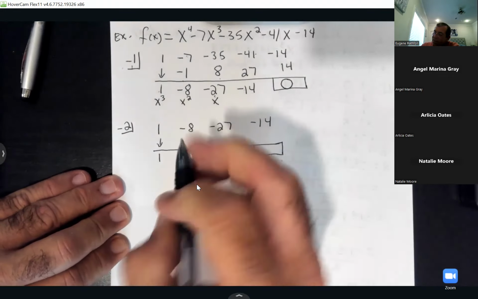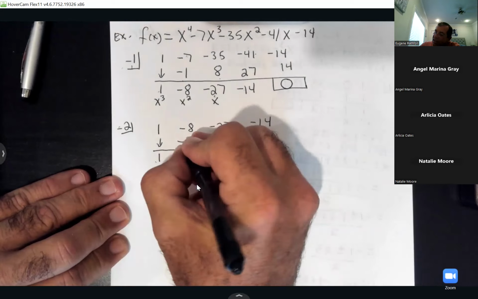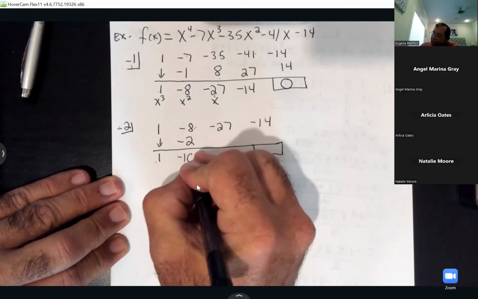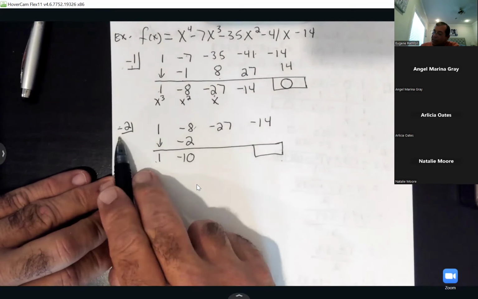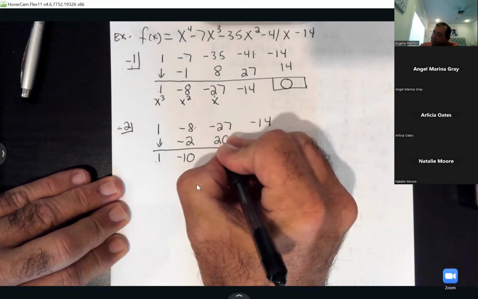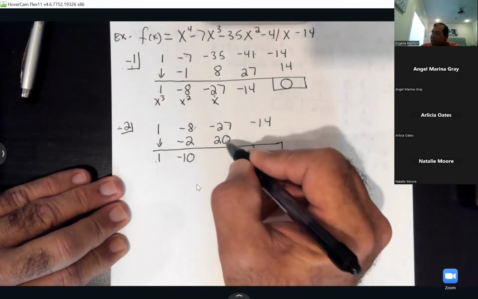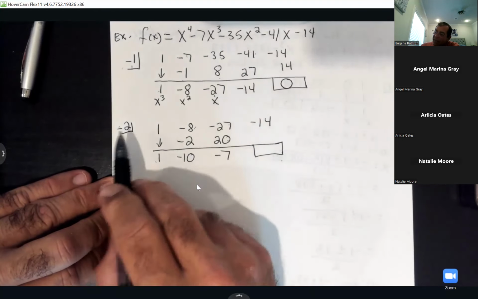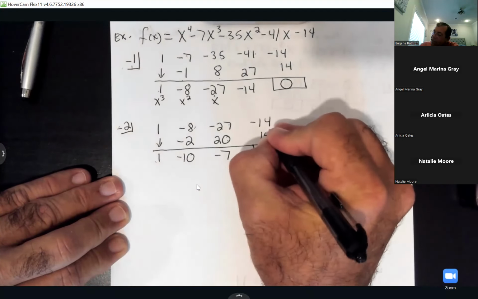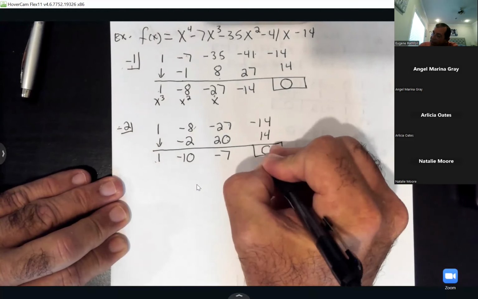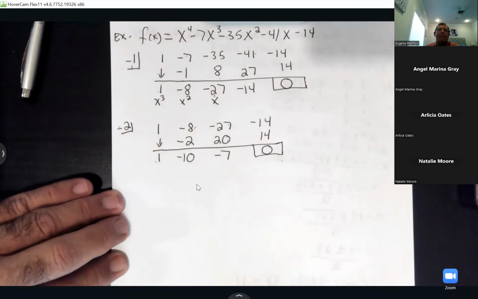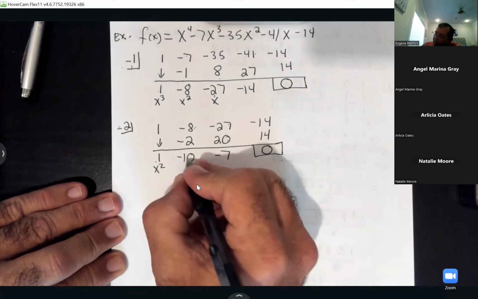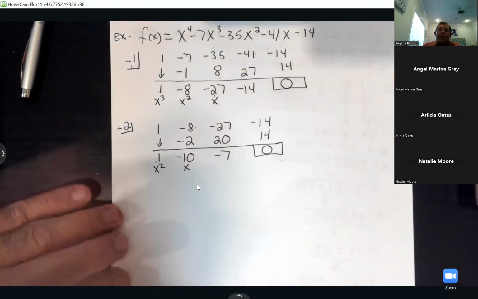So bring that 1 down. 1 times -2 is -2. -2 plus -8 is -10. -10 times -2 is what, a 20. -27 and 20 give me a -7. And here we go. -7 times -2 is a +14, which gives me a 0 remainder. All right, so remember, this is now 1x squared minus 10x and then my number.